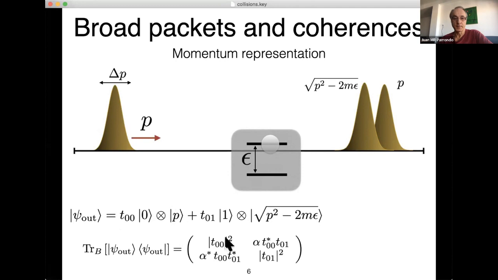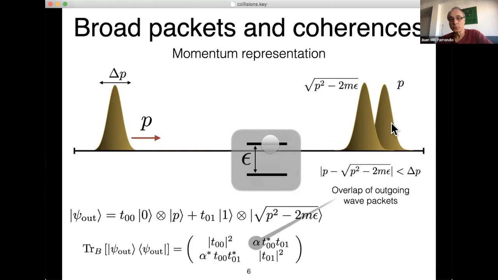This is in the basis 0, 1 of the qubit, and this is the outgoing state of the qubit. Once you trace the bath, you trace the unit. And then you have here T01 square, the two square amplitudes. But you have off diagonal terms as well, and these off diagonal terms, this alpha, is the scalar product of the two outgoing wave packets.